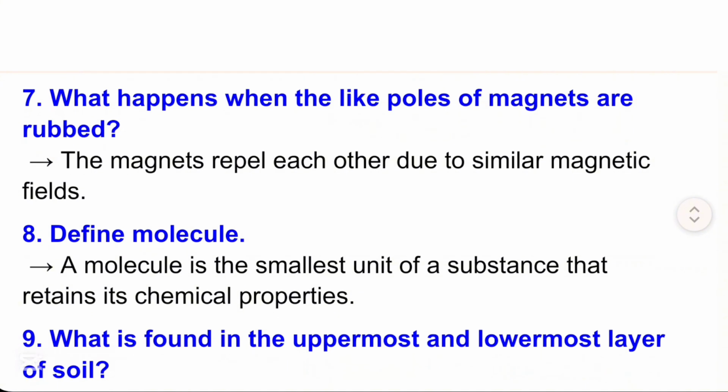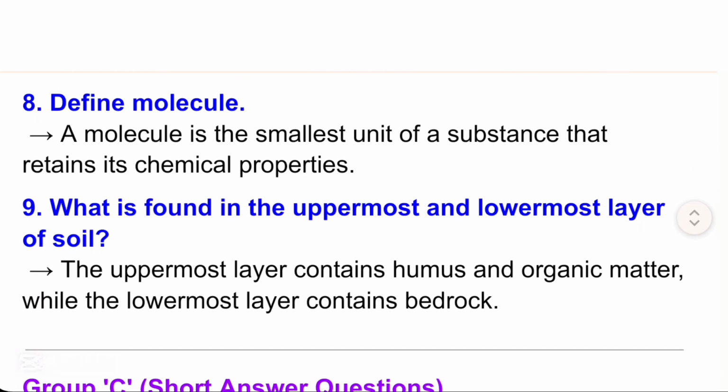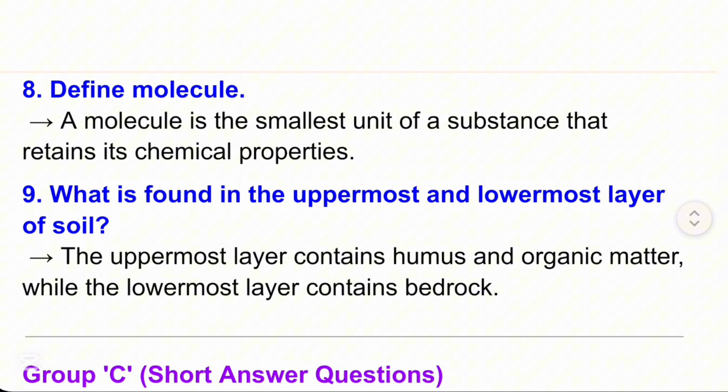7. What happens when the like poles of magnets are brought together? The magnets repel each other due to similar magnetic fields. 8. Define molecule. A molecule is the smallest unit of a substance that retains its chemical properties. 9. What is found in the uppermost and lowermost layer of soil? The uppermost layer contains humus and organic matter, while the lowermost layer contains bedrock.